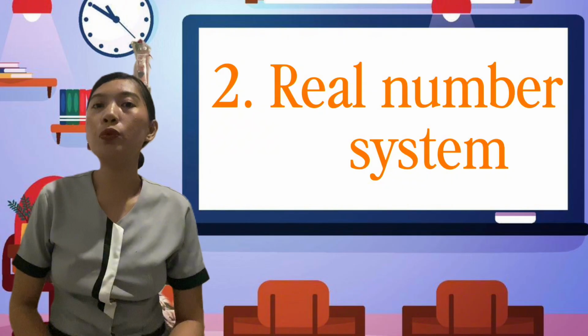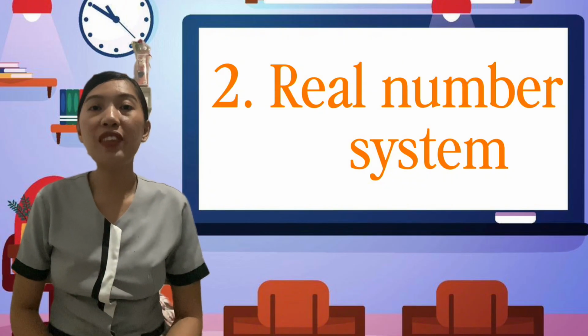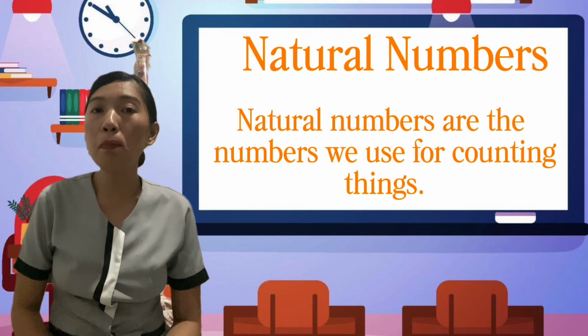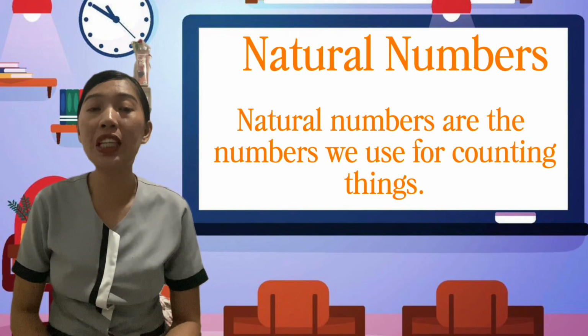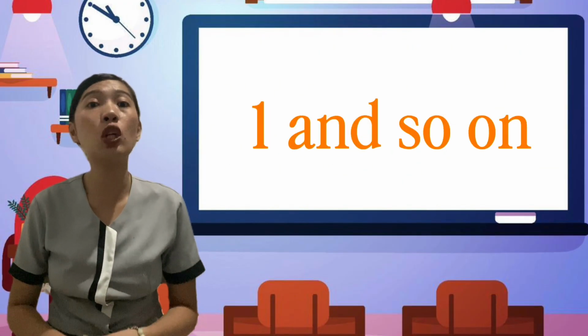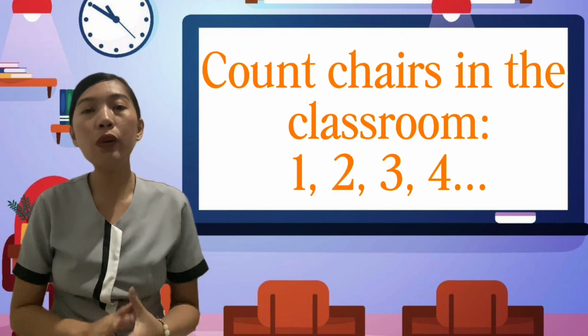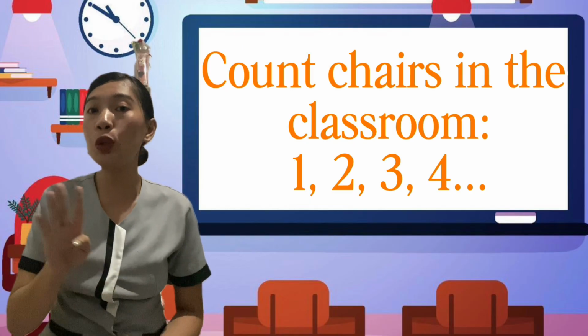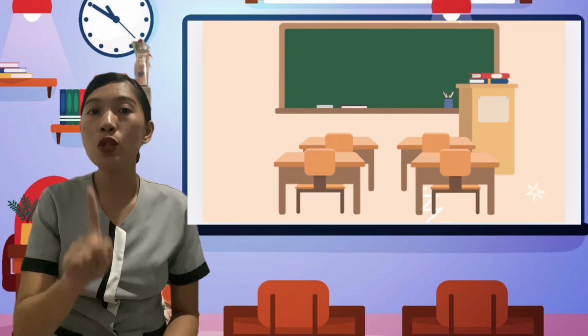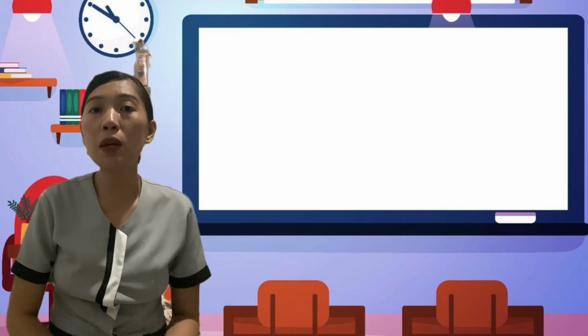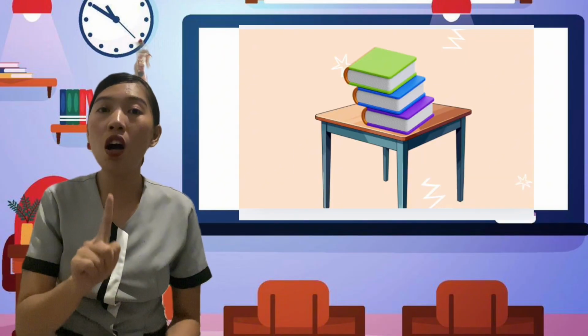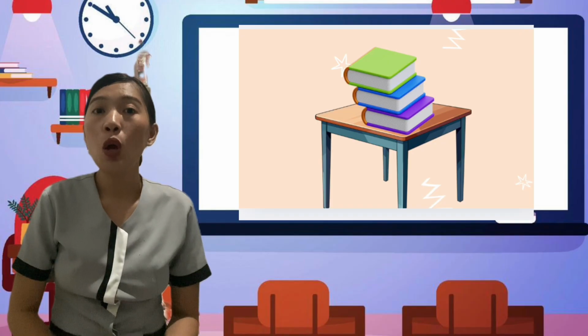Now let us move on to the real number system. We have natural numbers. Natural numbers are the numbers we use for counting things. They start from 1 and go up: 1, 2, 3. Examples. Count the chairs in the classroom. There are 4 chairs in the classroom: 1, 2, 3, 4. Count the number of books on the table: 1, 2, 3. We do not include zero or negative numbers in natural numbers. So natural numbers are 1, 2, 3, 4.